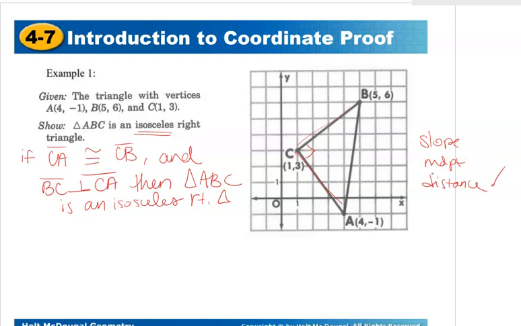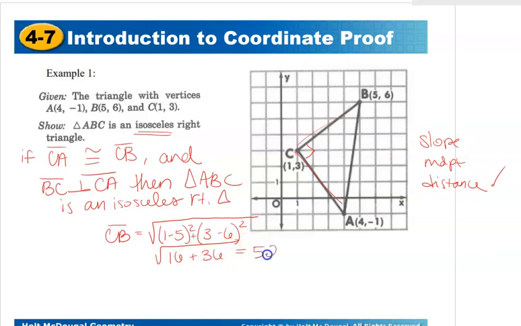Now let's start with our CA and CB. We're going to use our distance formula. So let's do CB: 1 minus 5 squared plus 3 minus 6 squared, and we get 16 and 36, and then we have 52, square root of 52. I'm just going to leave it like that and compare it to the other one.